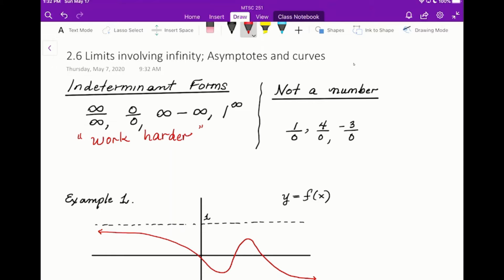However, if we get something that looks like 1 over 0 or any number over 0, then we consider that to be infinity or does not exist.